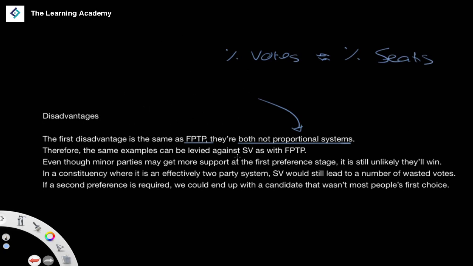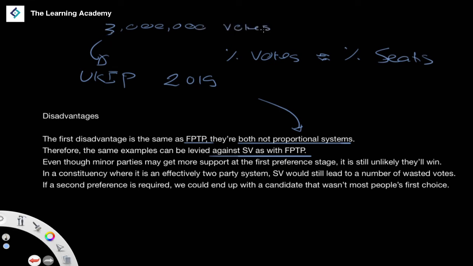But supplementary vote isn't a proportional system, neither is first past the post, so we can levy the same criticisms about supplementary vote as we did about first past the post in relation to the fact that they're not proportional. So you can talk about the UKIP situation in 2015 where they got, I believe, 3 million votes, okay, and then they got 0 seats in Parliament. And that's because the geographical concentration of those votes was not in any constituency enough to actually win them a single seat. That's what we could talk about there.